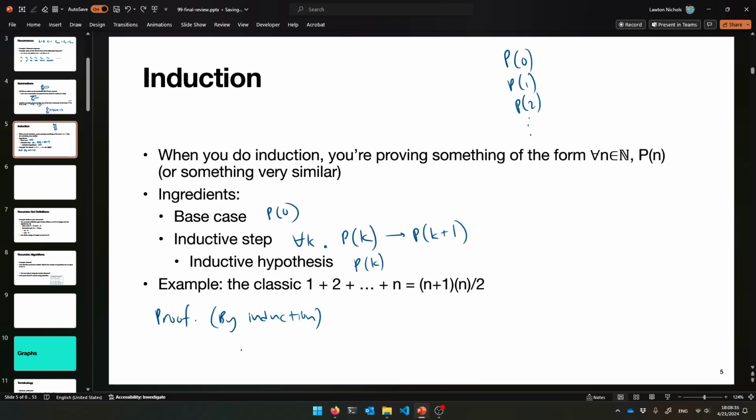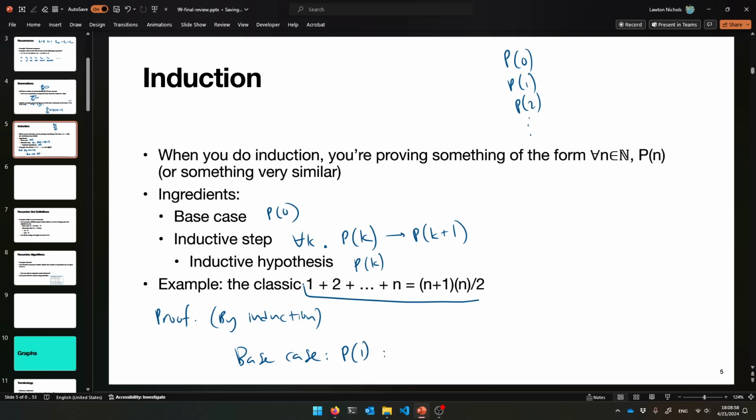So we have to figure out, what is our base case? Are you adding up all the numbers from 1 to 0? Is 0 the first value that n makes sense for? I don't think so. I think it's more like 1. Sum up all the numbers from 1 to 1, so just 1. Okay? So the base case should be P(1).